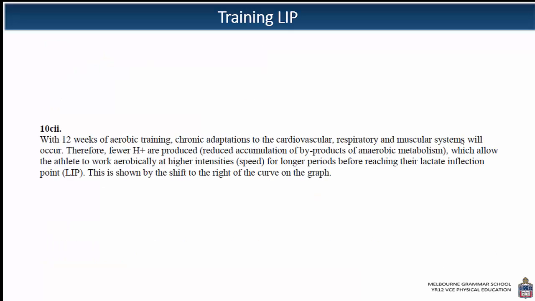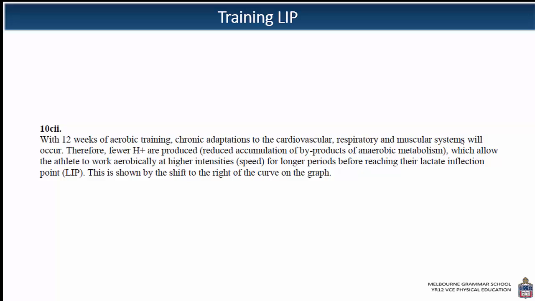With 12 weeks of training, you're going to have chronic adaptations to all different body systems: cardiovascular, respiratory and muscular system. So therefore, fewer hydrogen ions are produced, which will allow the body to work aerobically at higher intensities. So that means the body is going to be able to work more efficiently using the aerobic system. It's going to be able to produce energy at a faster rate using the aerobic system. It's going to be able to remove lactate at a faster rate and hydrogen at a faster rate. So that's going to have a right shift.